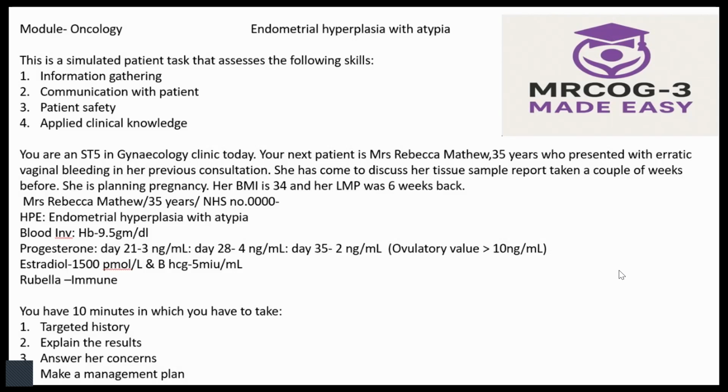Now, can I ask you, you have asked about the bleeding, you have asked about the pain also. Do you have any problem with the bowel or bladder? Any issues with the bowel or bladder? No, doctor, I don't have.